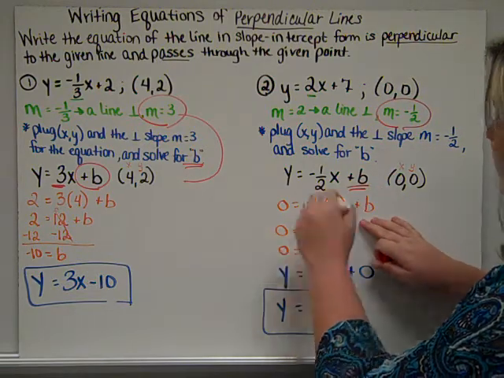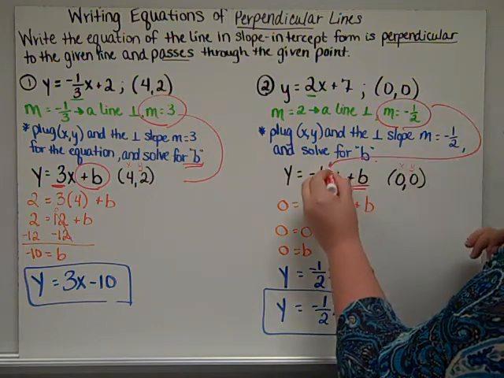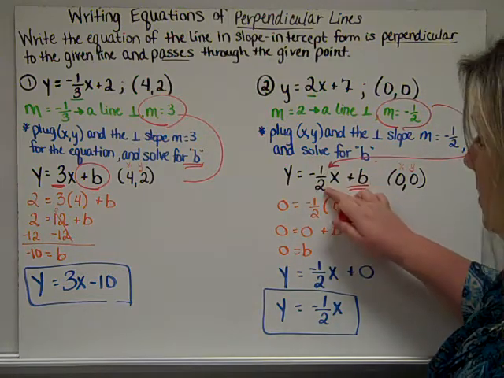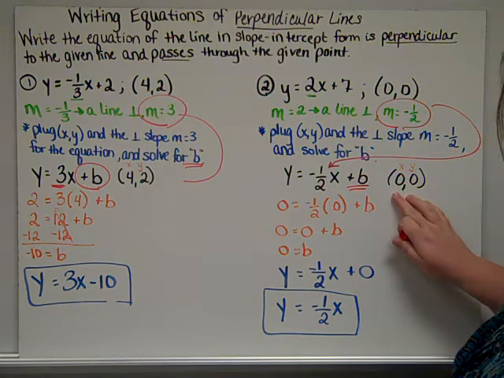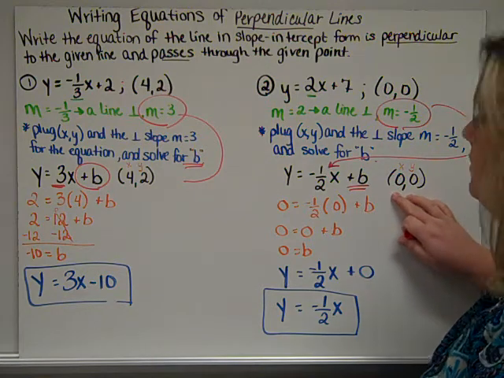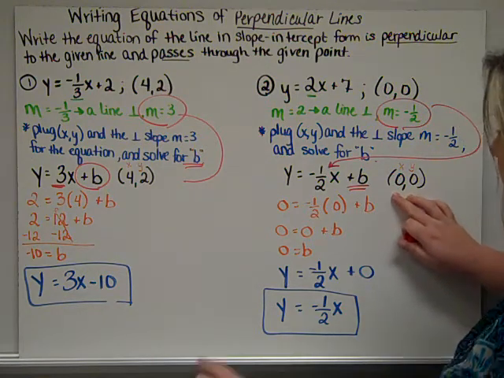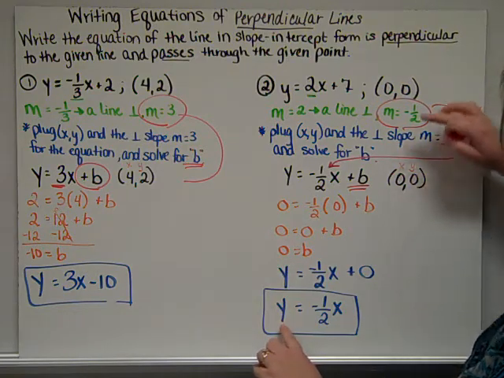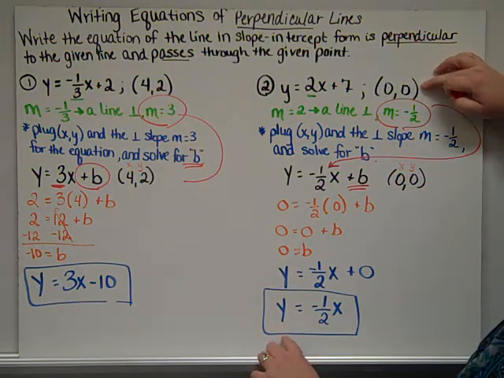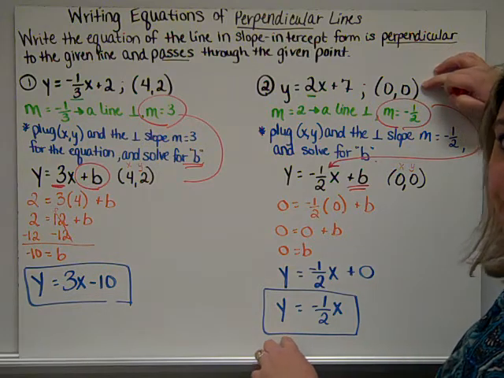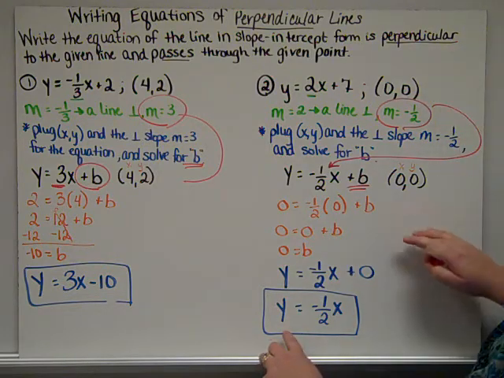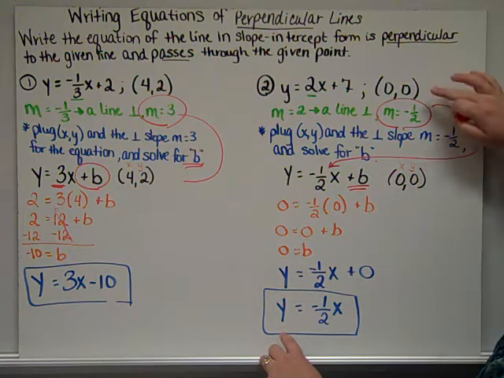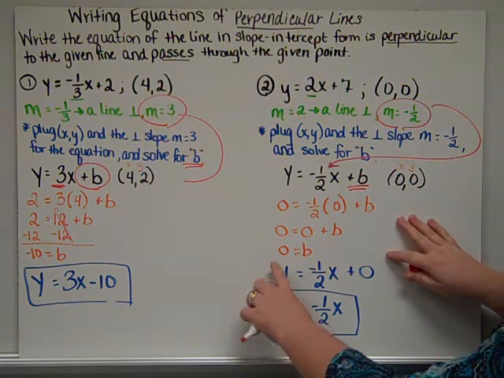So negative 1/2 is that slope that's perpendicular, and here is my x and my y for the point that the perpendicular line goes through. Once it's all said and done, it is 0, and I can see it here in ordered pair form, that my b is going to be 0 because it's going through the origin, and that's my y-intercept. But if you weren't sure and you didn't notice that point as an intercept point, then go ahead and solve.